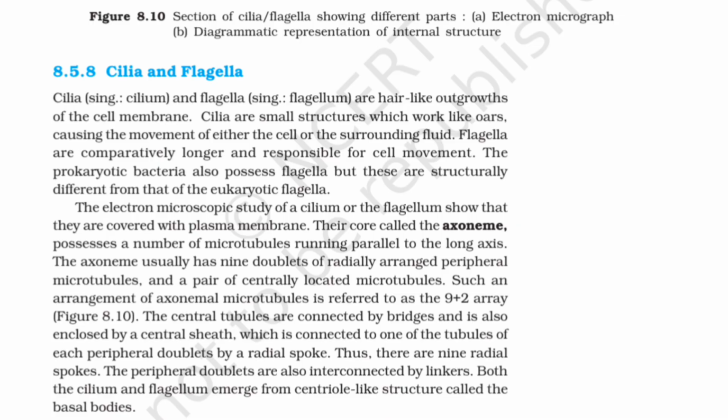The central tubules are connected by bridges and are also enclosed by a central sheath, which is connected to one of the tubules of each peripheral doublet by a radial spoke. Thus, there are 9 radial spokes. The peripheral doublets are also interconnected by linkers. Both the cilium and flagellum emerge from a centriole-like structure called the basal body.